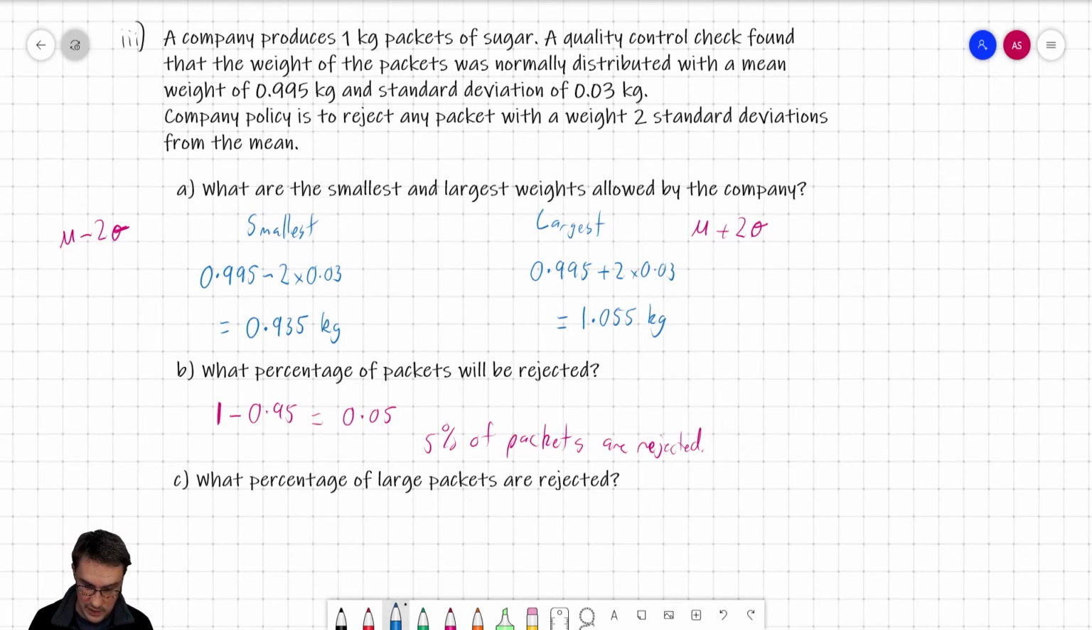So in this case, we're going to take the 5%, divide it by 2, and that gives us 2.5%. So the percentage of the large packets rejected here is going to be 2.5%.